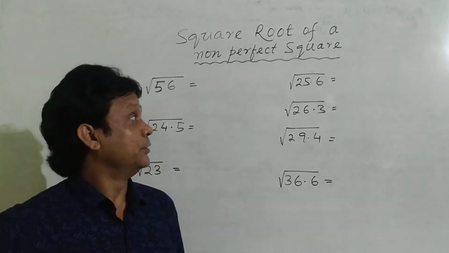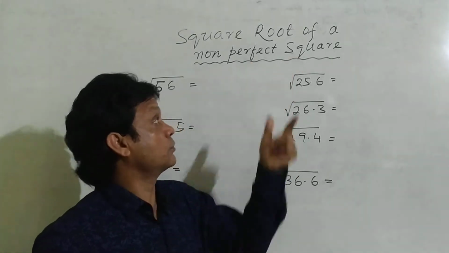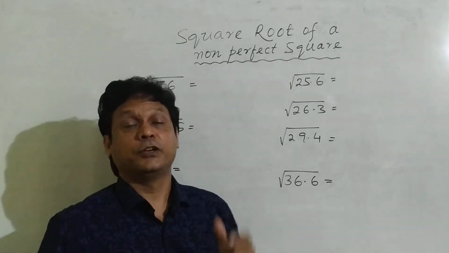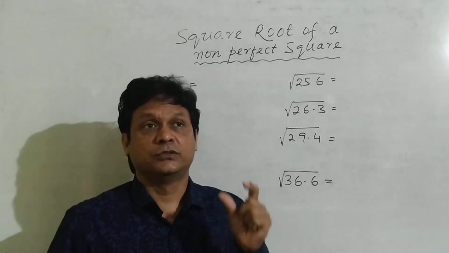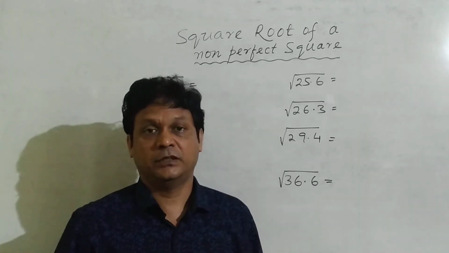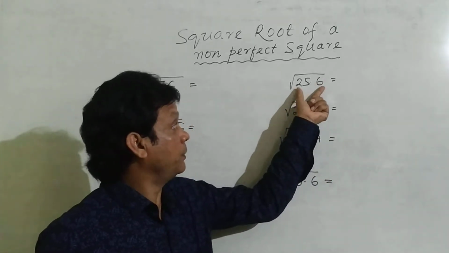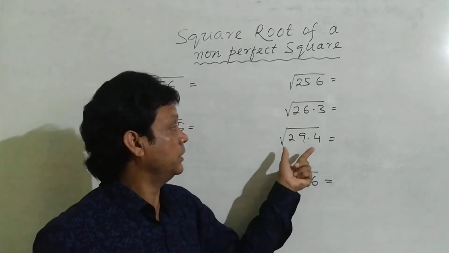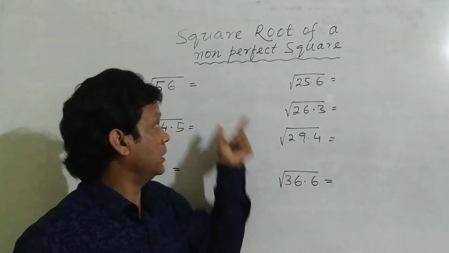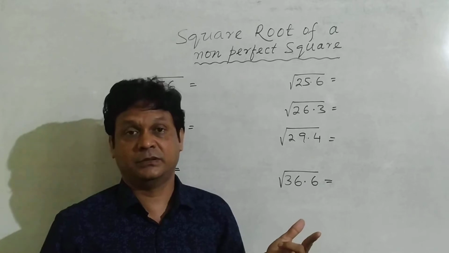Hello. Today I will tell you how to find out the square root of a non-perfect square number. Perfect squares are 1, 4, 9, 16, 25. I will tell you how to find the square root of 25.6, 26.3, 29.4, 36.6 and all these numbers. These are very important for physics and chemistry actually.